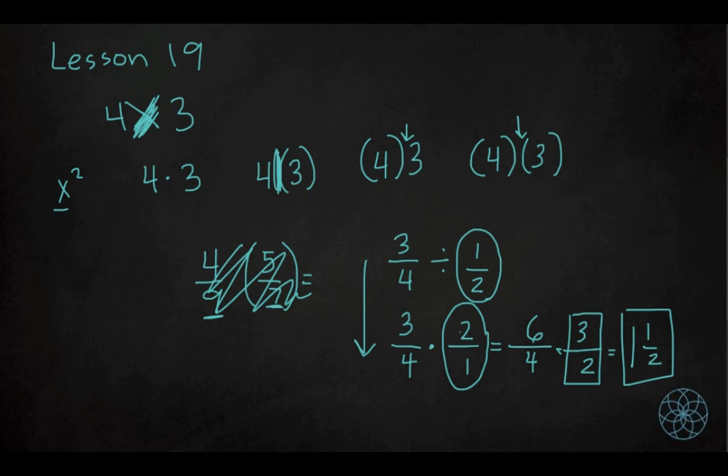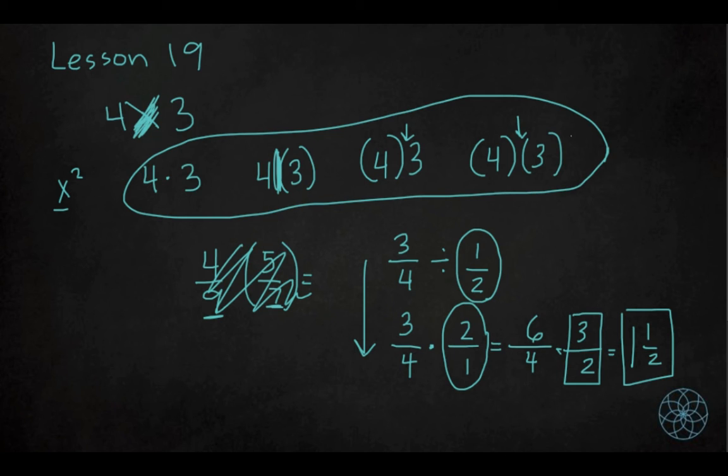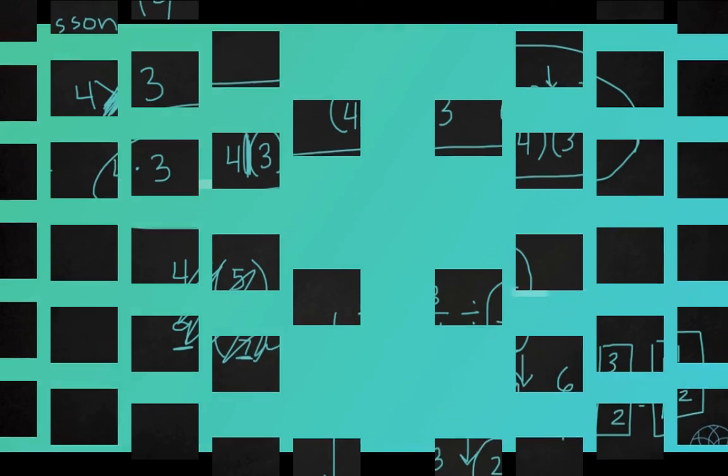Okay, that was Lesson 19. We covered a lot. A new way of representing multiplication. We learned about multiplication of fractions. You just multiply the numerators, multiply the denominators. We also learned how to do division with fractions, and that special step where we change the division sign to multiplication and write the reciprocal.